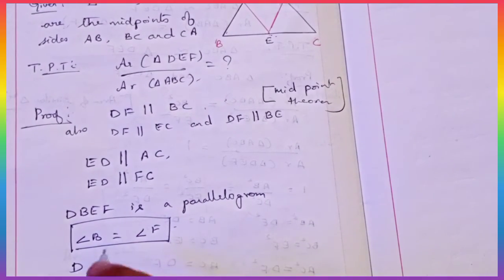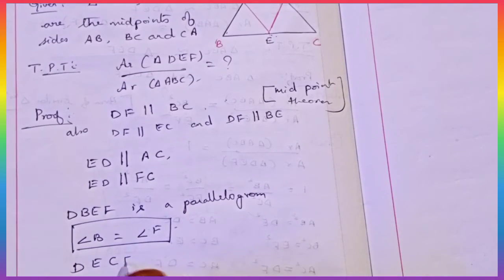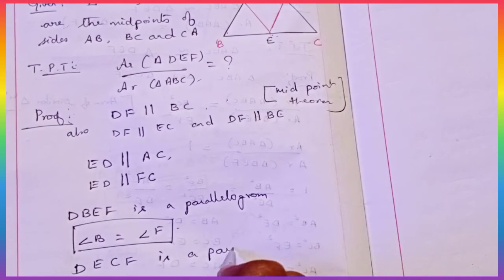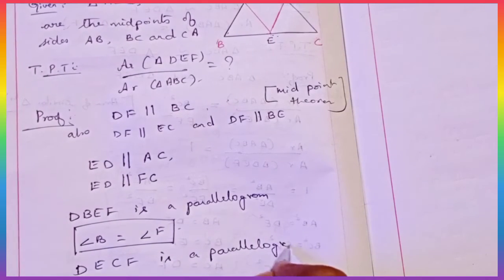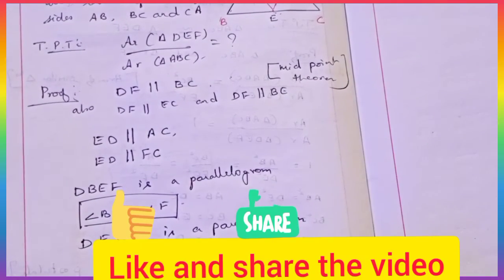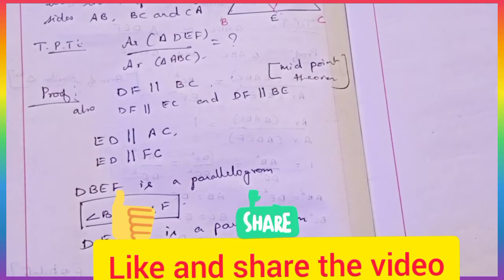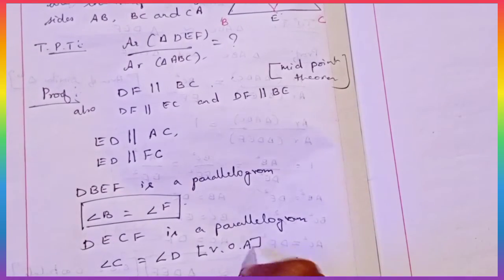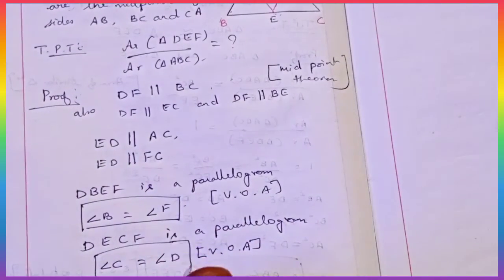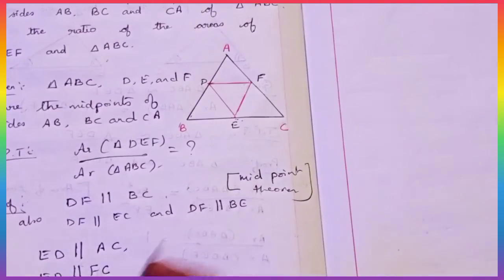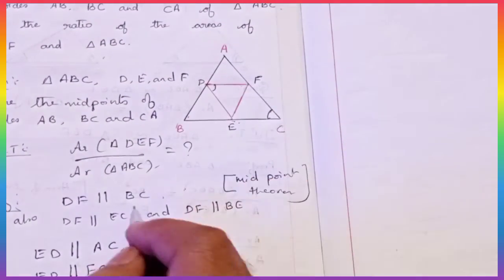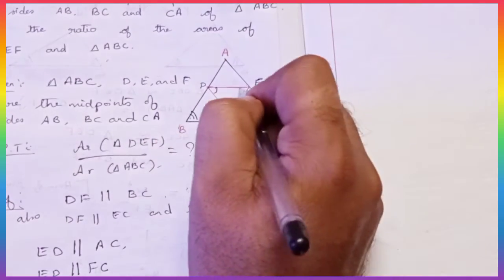So I am taking the other parallelogram, that is, DECF is a parallelogram. In this parallelogram, what can we write? Angle C is equal to angle D, because opposite angles in a parallelogram are equal. So in both cases, opposite angles. So in DECF, these two angles are equal to one another, and these two angles B and F are equal to one another.